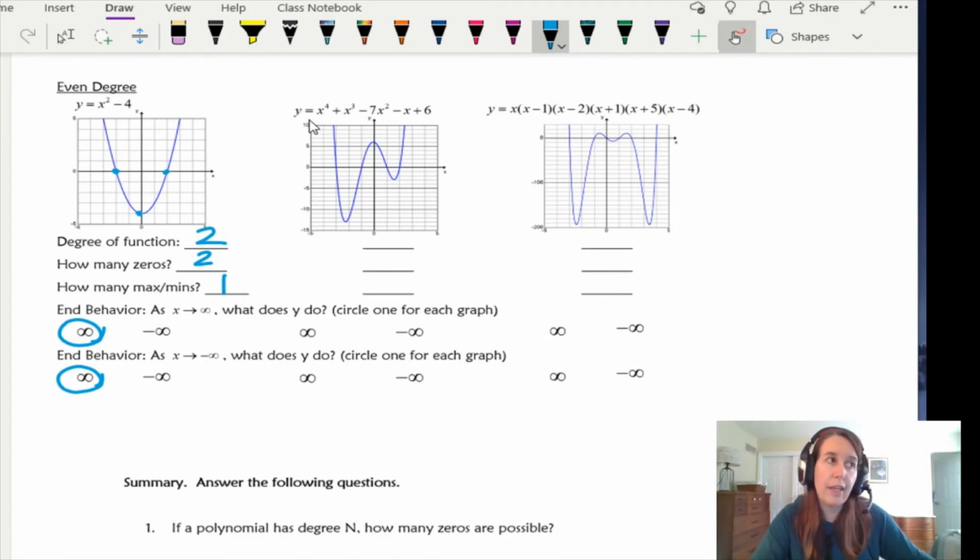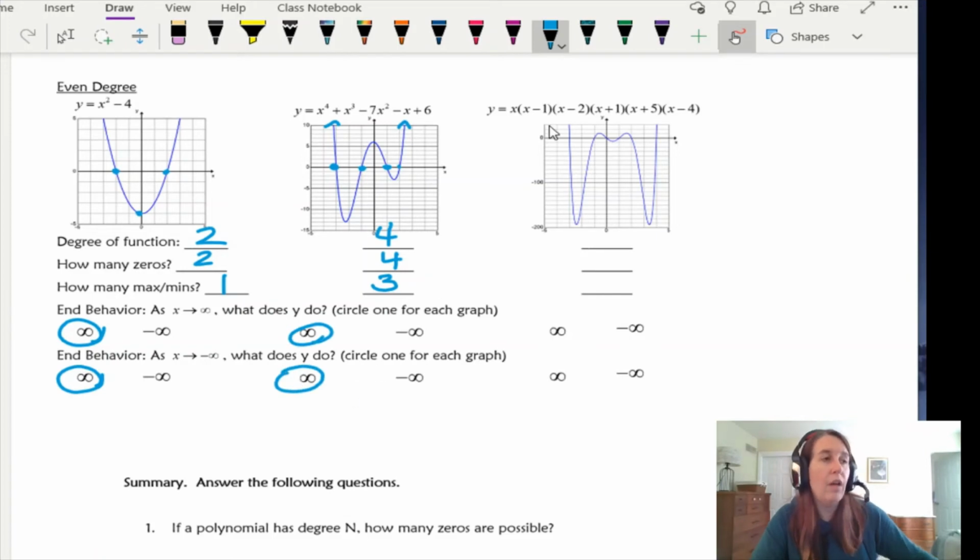All right, second one is clearly a fourth degree function. It has 1, 2, 3, 4 zeros. Let's count the mins and maxes. 1, 2, 3. Okay, and then look at the ends of this graph. Up, up, positive infinity, positive infinity.